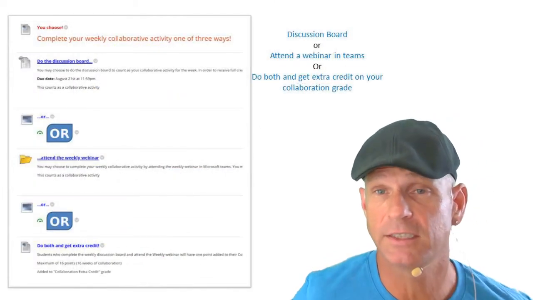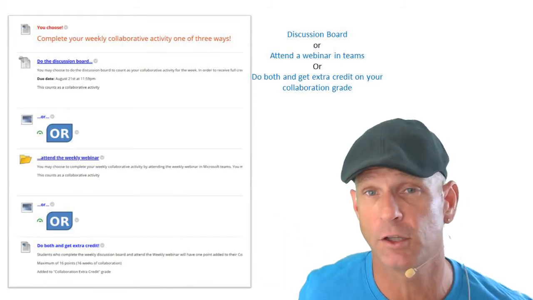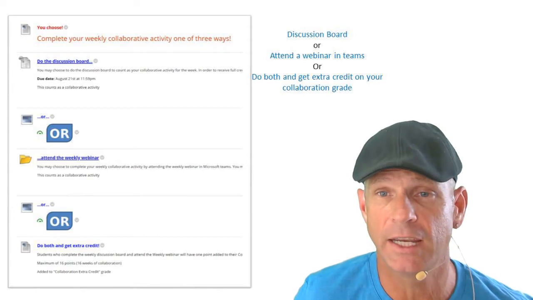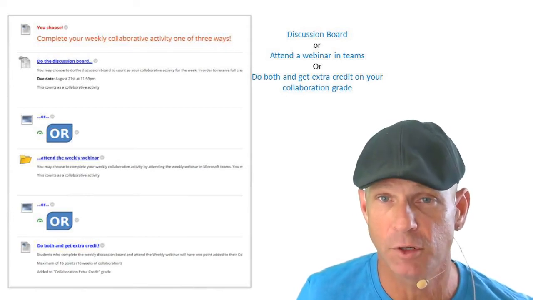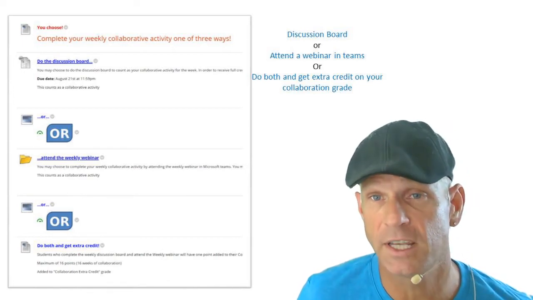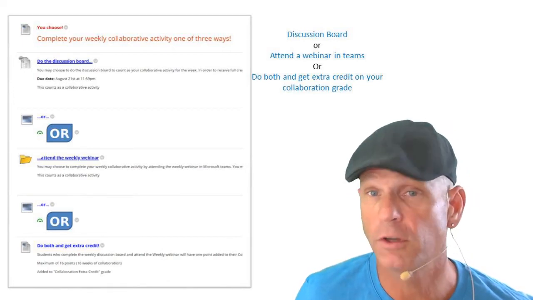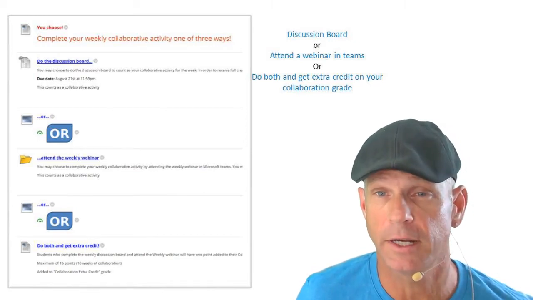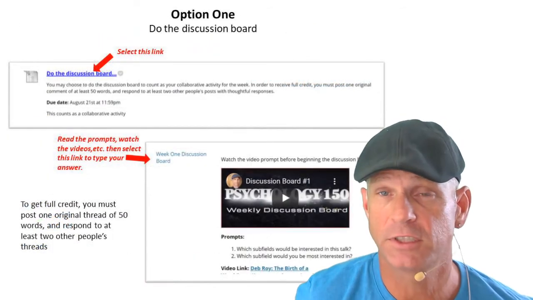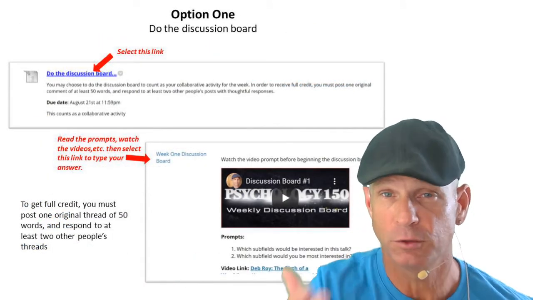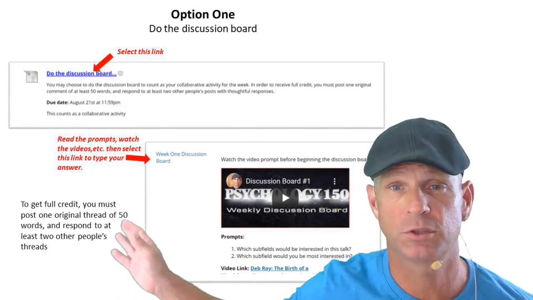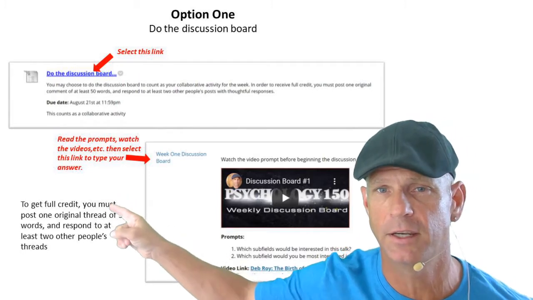All right, now if you click inside the collaboration folder, you're going to see something that looks an awful lot like this. And you have three ways in which you can engage in the collaboration activity every week. You can do the discussion board, you can come to the Wednesday webinar, or you can do both and get extra credit. I'd like to take an opportunity to talk about each in turn. The first is the discussion board. You'll just click on the blue link in the folder and it will take you right to the discussion board, which will look something like this right here.